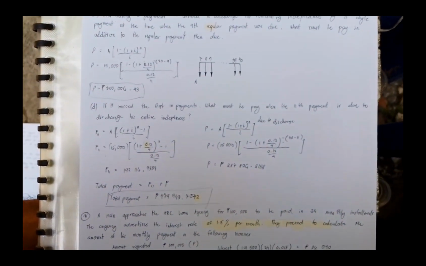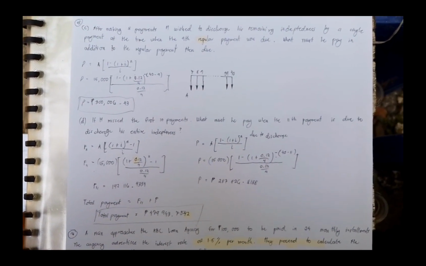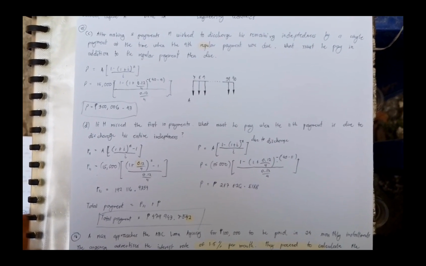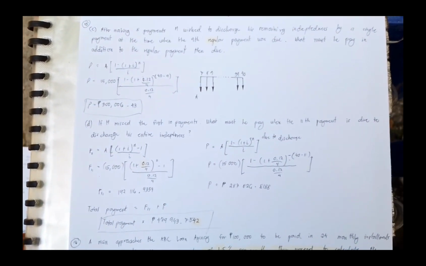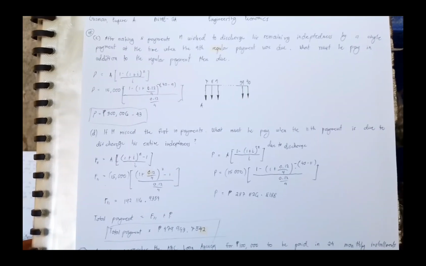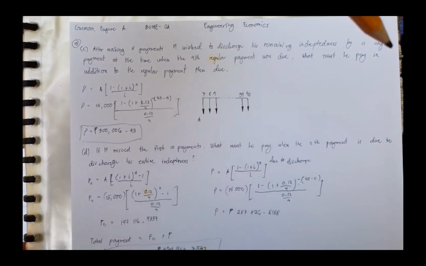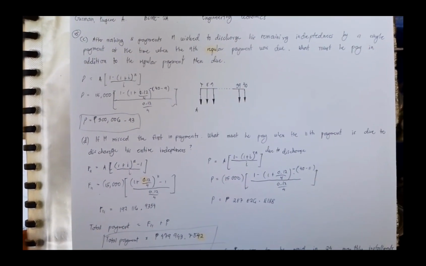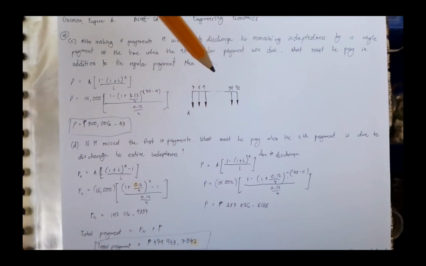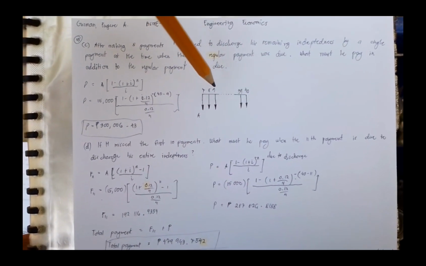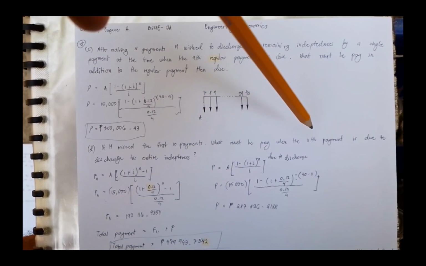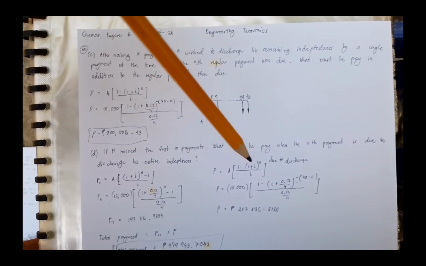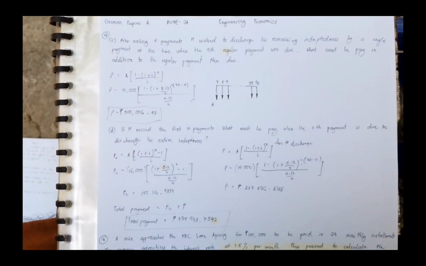So next, D. If M missed the first 10 payments, what must he pay when the 11th payment is due to discharge his entire indebtedness? So this is a combination of the questions in B and C. First calculate the value of F11, since he missed 10 payments, and when the 11th payment is due he wants to discharge his entire indebtedness, he pays everything.